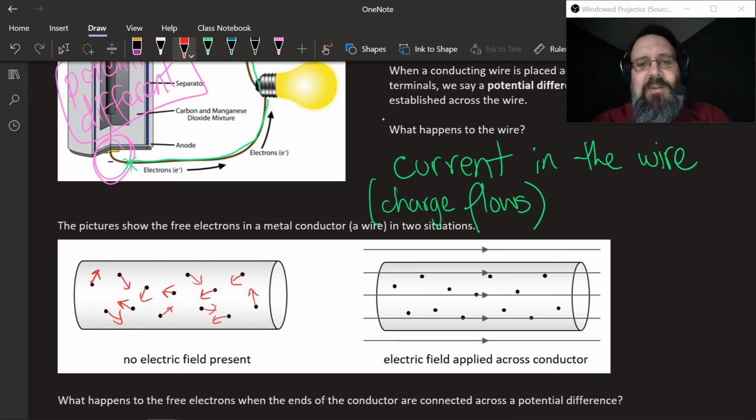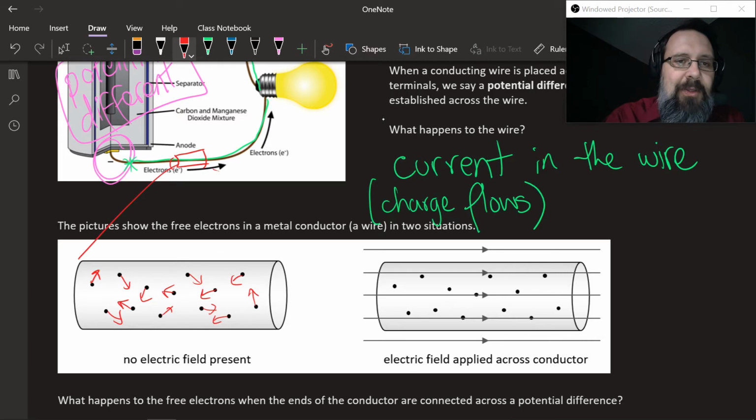But as soon as we connect the wire, this is just a small section of the wire. Imagine you're zooming in and looking at that part of the wire right there.